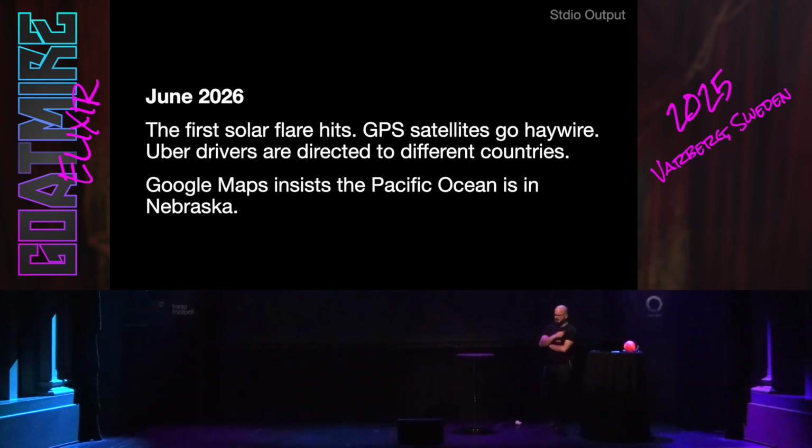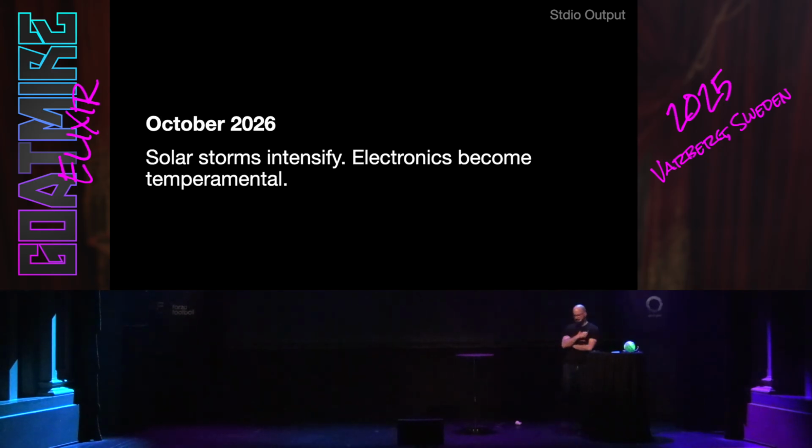June of 2026, the first solar flare hits. GPS satellites go haywire, Uber drivers are directed to different countries, and Google Maps insists the Pacific Ocean is in Nebraska. I think it does that sometimes without the solar flares. October 2026, solar storms intensify, electronics become temperamental.